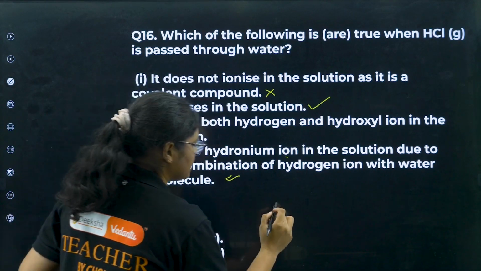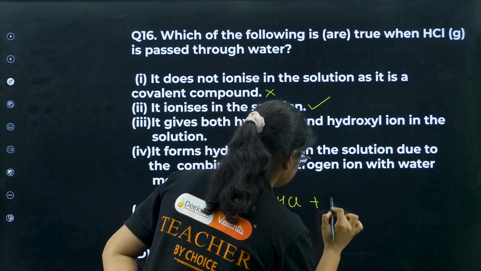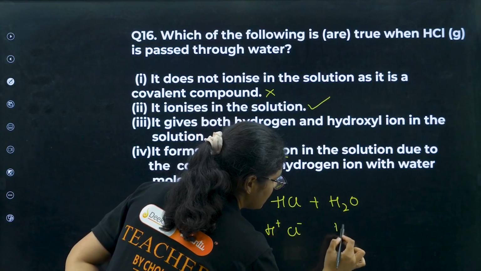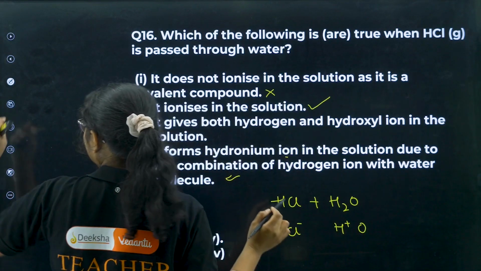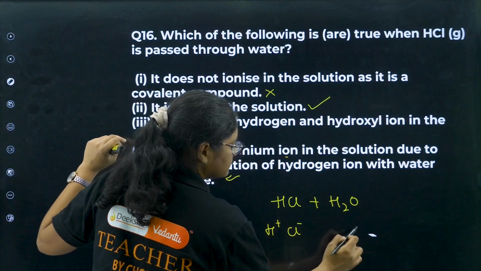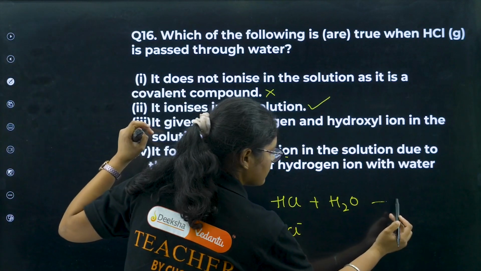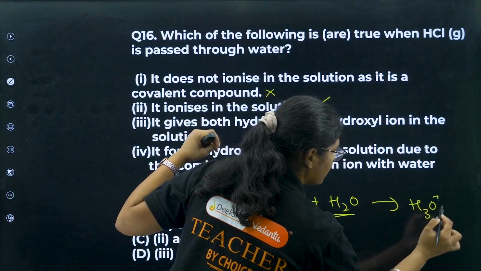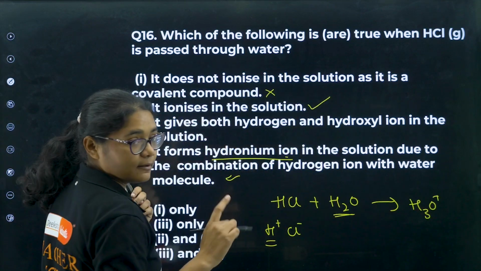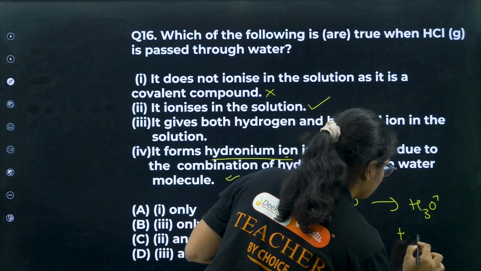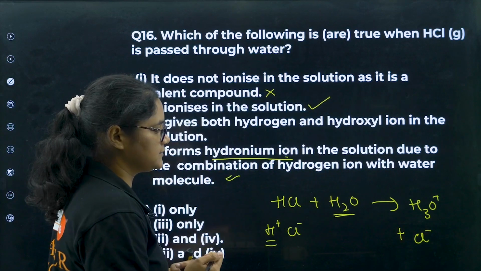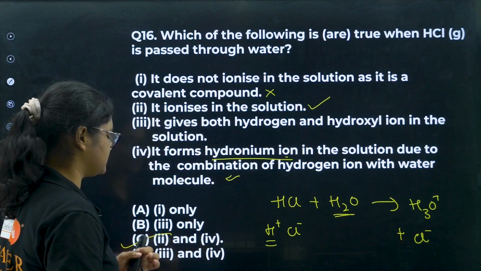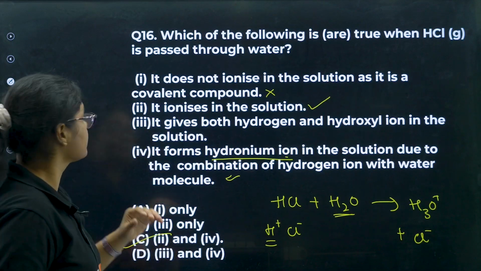Yes, this is correct. So if the reaction is like this, just imagine this has two ions, H plus and Cl minus. Okay, so what happens now? This H plus combines with this H2O to give you H3O plus, which is called your hydronium ion, and also we get the remaining Cl minus ions. So both 2 and 4 are correct, so option number C is the correct answer here.